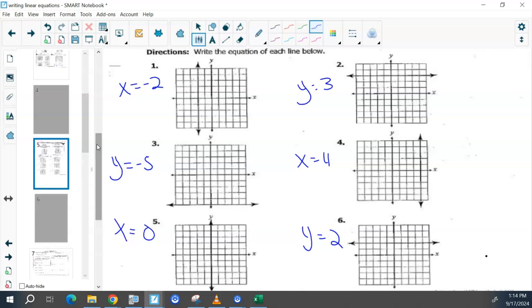Double check your answers. Number 1, x equals -2. Number 2, y equals 3. Number 3, y equals -5. Number 4, x equals 4. 5 was x equals 0. And then 6, y equals 2. Do you have questions about any of those? Make sure you're keeping the x and y's straight in your mind. And then we're going to do one last thing, and then you guys are going to practice. So go on to the next stage.